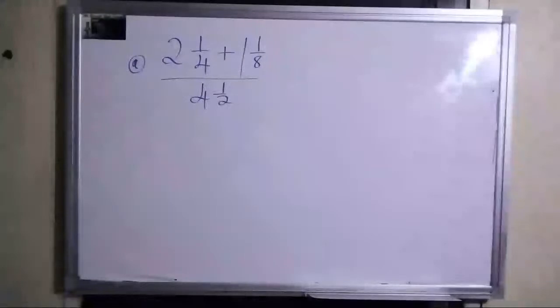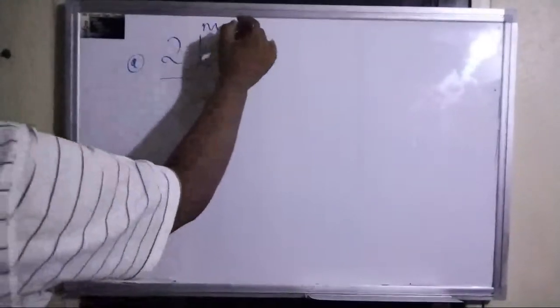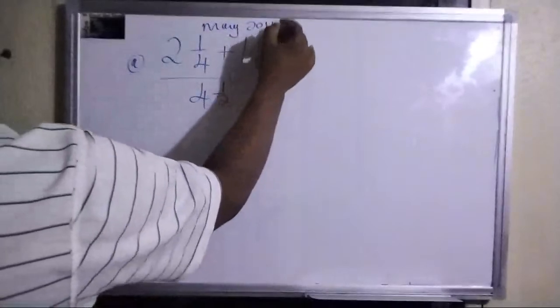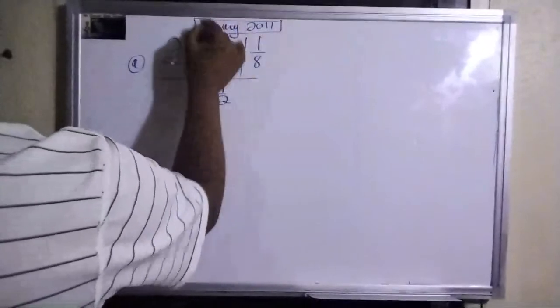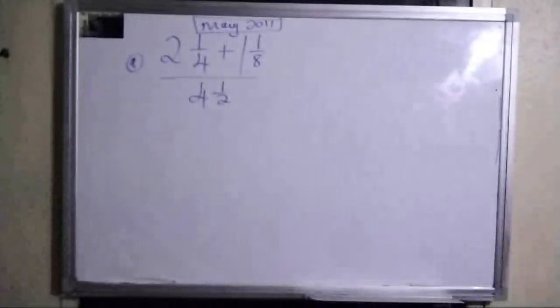If you have not watched that video, this was May 2011. Guys, I'm expecting everyone to just run through this. 15 years worth of past paper fraction alone. So I'm expecting everyone to go through that right now. Let's go, guys, let's go. 2 1/4 plus 1 1/8 divided by 4 1/2. What's the answer for that?